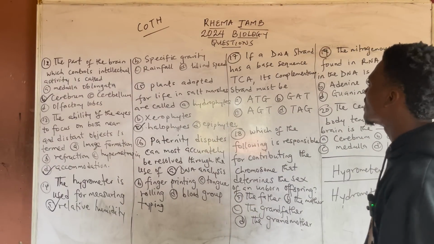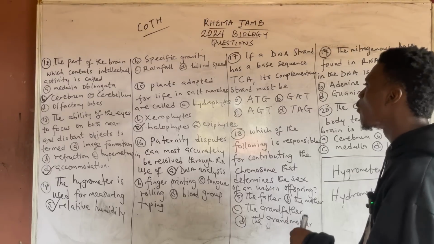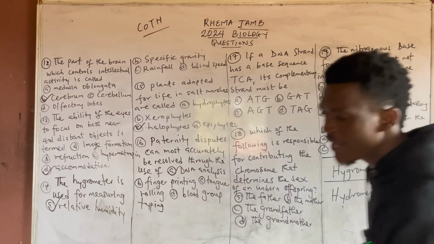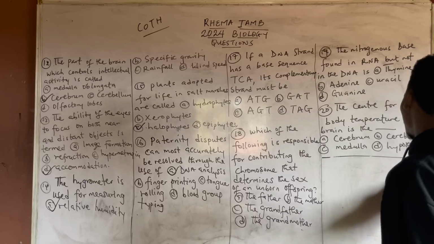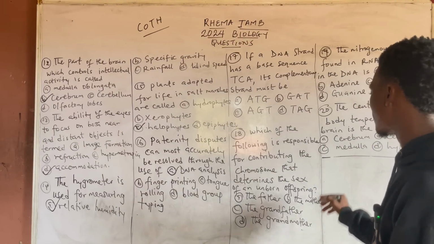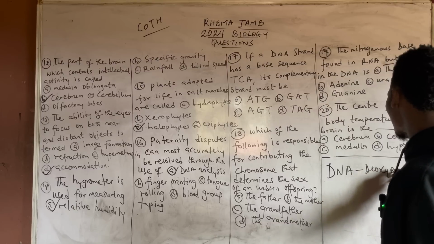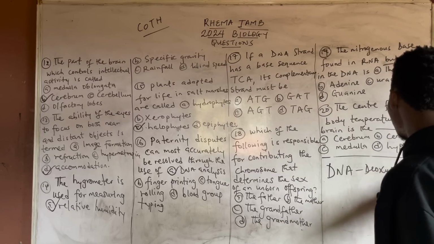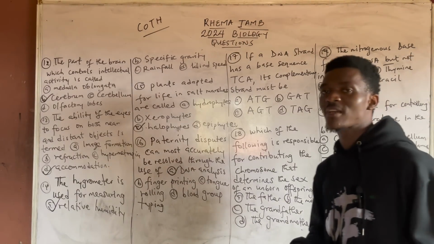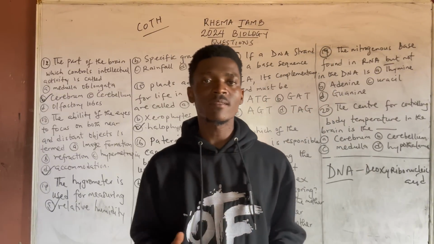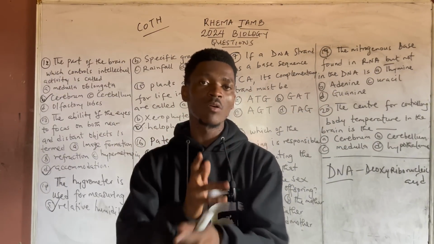Then the next: if a DNA strand has a base sequence TCA, its complementary strand must be. One thing you need to know about the DNA is that it is found in the gene, which happens to be the basic unit of inheritance. DNA, the full meaning is deoxyribonucleic acid. All right, that's the full meaning of DNA. According to Francis Crick and James Watson, they described the DNA strand as a twisted ladder or staircase that is capable of zipping apart.